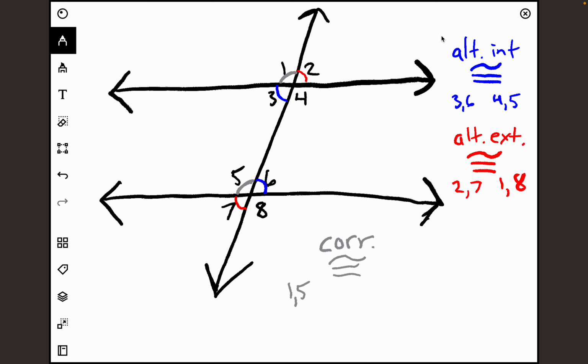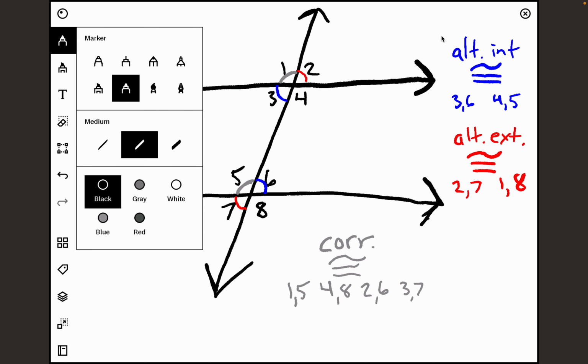Who thinks they can give me another example? Yeah, Tanner? 4 and 8. What's another one? Yeah, Maddie? 2 and 6. Finally, Julian? 3 and 7. All right. There's quite a few examples of corresponding angles. All right. So if you put those into your notes, just know it's all 4 of those examples.